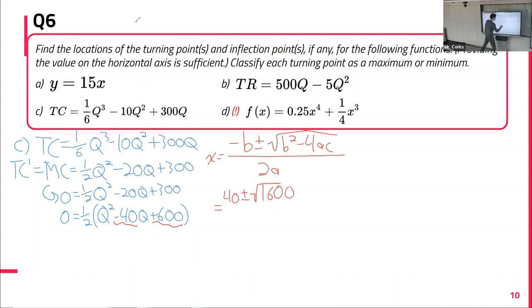1,600. Okay, that's the next part. So the next part, minus 4 times A, which is 1, times C, which is 600. So minus 2,400. And all of that divided by 2 times 1, so just 2.